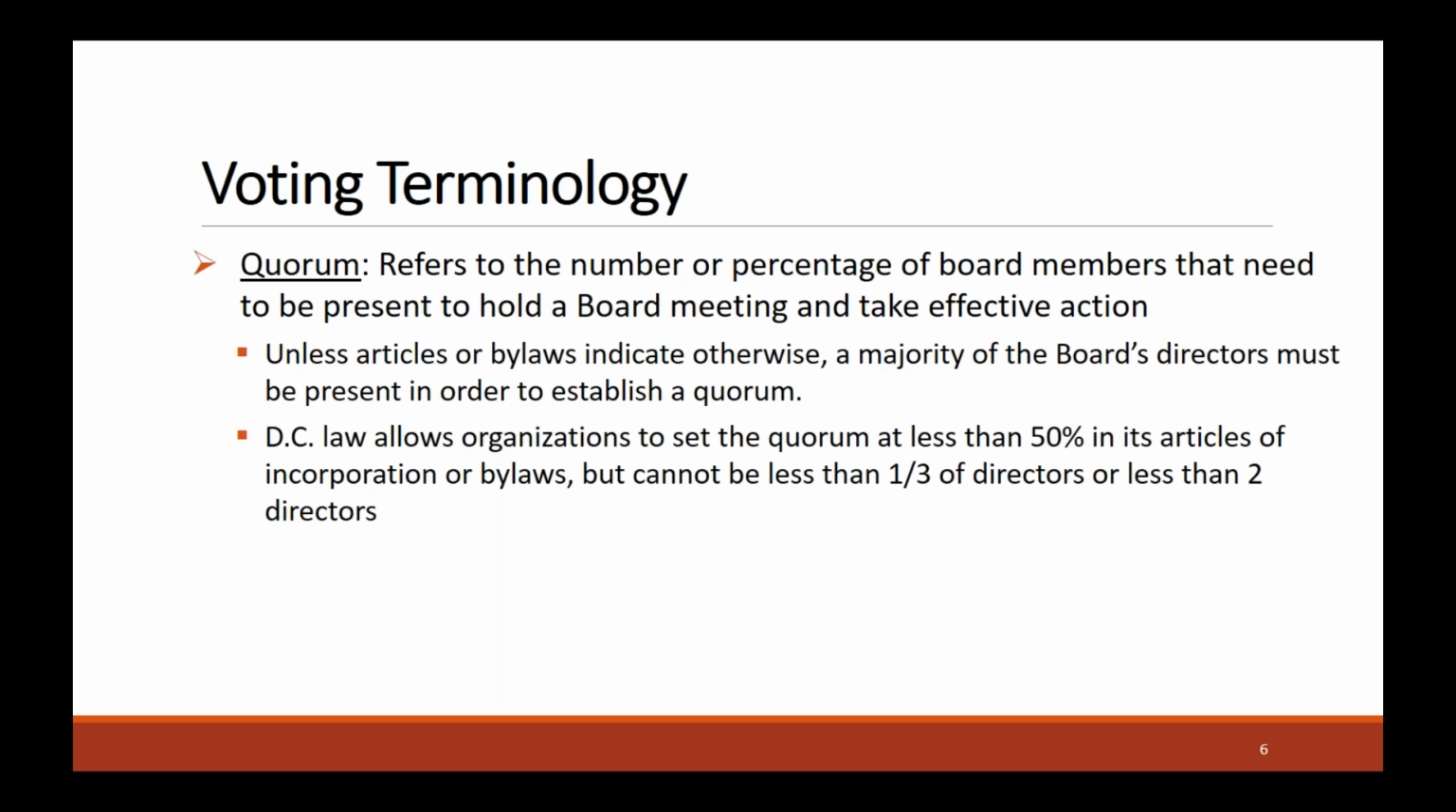DC law allows organizations to set the quorum at less than 50% in the articles of incorporation or in your bylaws, but it cannot be less than 1/3 of the directors or 2 directors. So there's a floor. Just because you're allowed to set the quorum at less than 50%, it's really not recommended that you do so. Let's say you have a 15-person board.